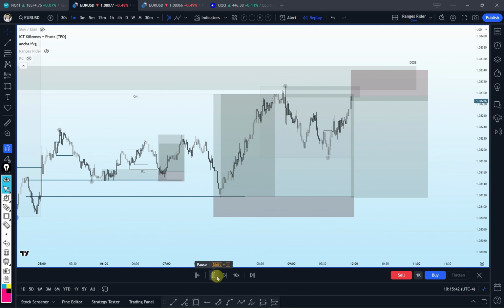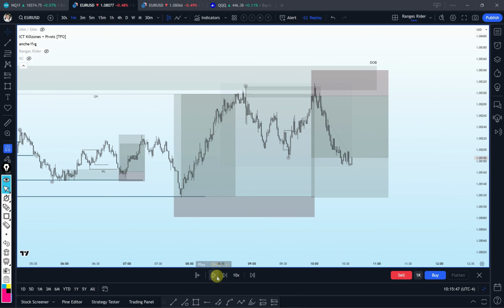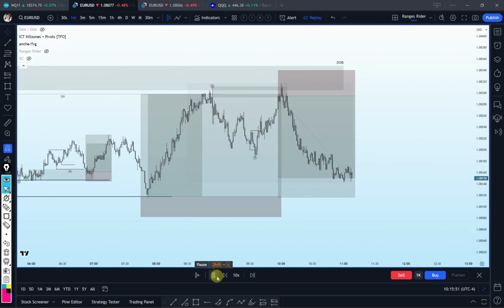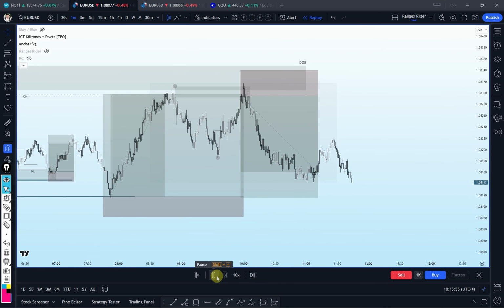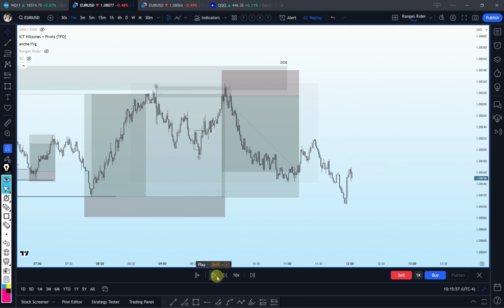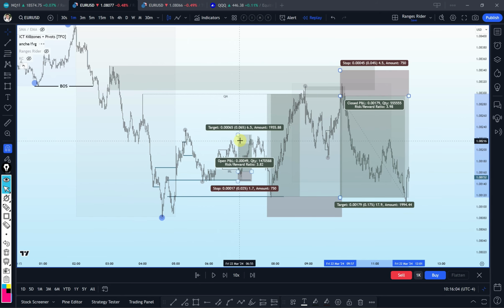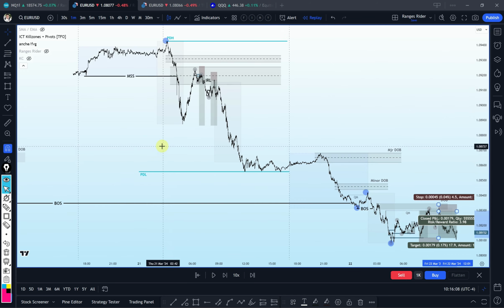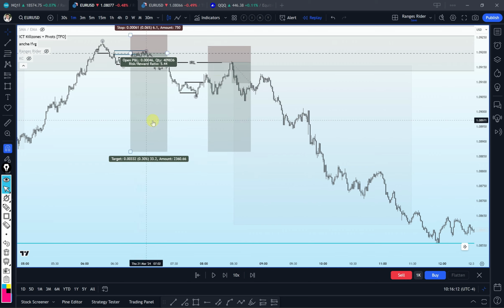And then, and here we go. So we have the 4R trade, another one. So on Friday we have the three trades, and on Thursday we have these two trades.